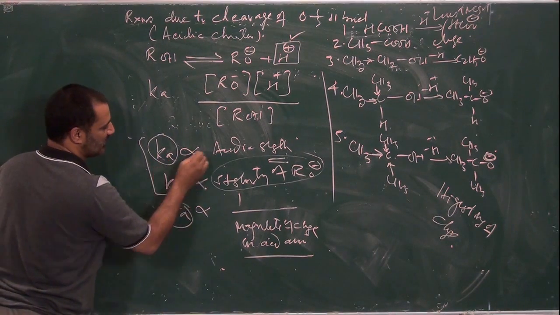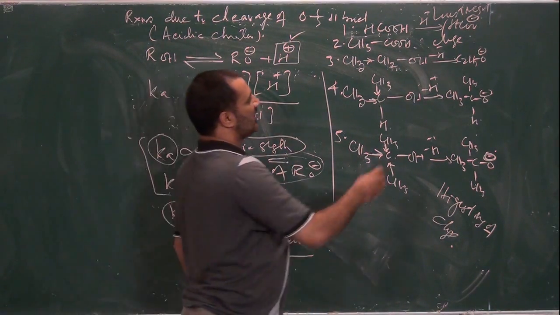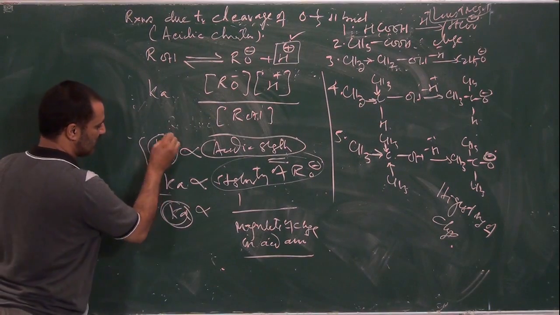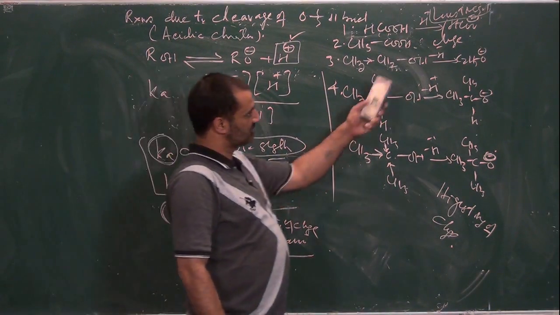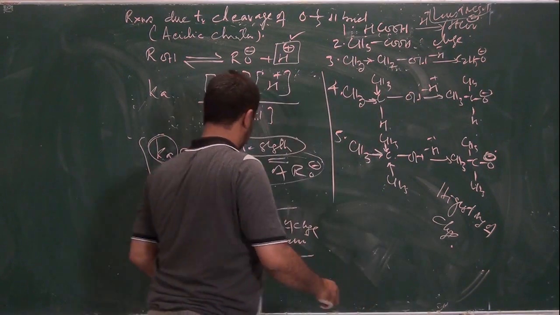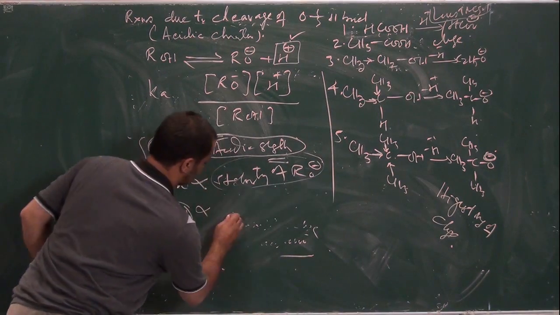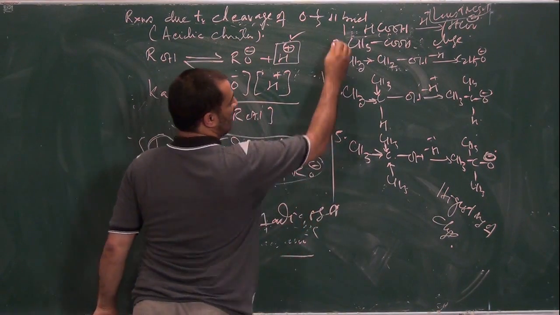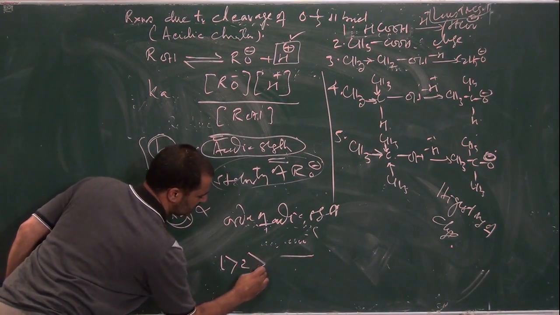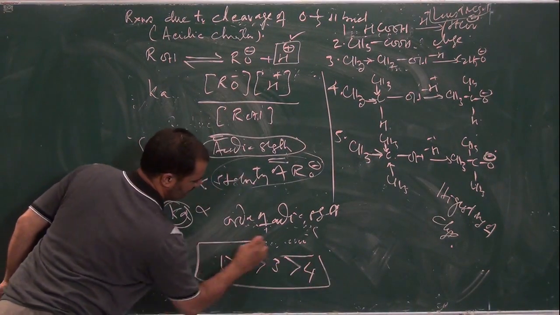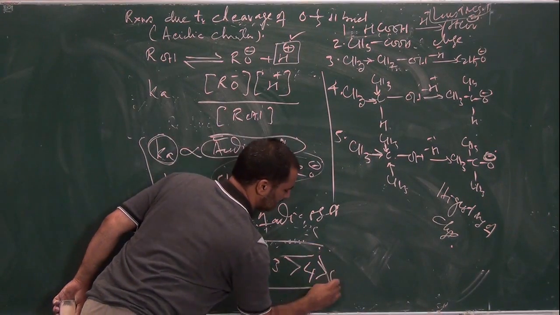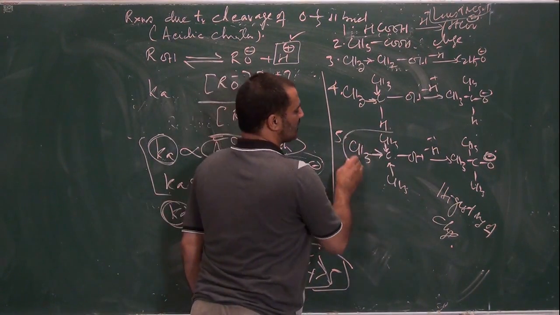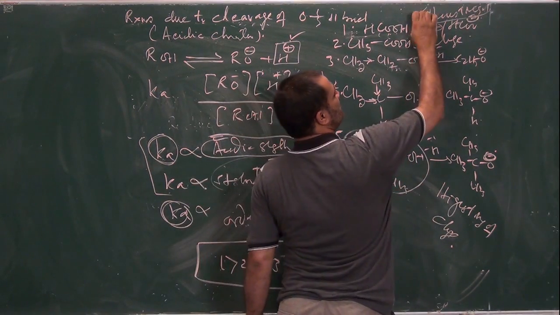The lower the value of Ka, the lower the acidic strength. The lower the magnitude of charge, the higher the value of Ka, and the higher the acidic strength. So formic acid will be stronger. The order of acidic strength is 1 greater than 2, greater than 3, greater than 4, greater than 5. So this will be the least strong acid, the weakest acid, and this will be the strongest acid.